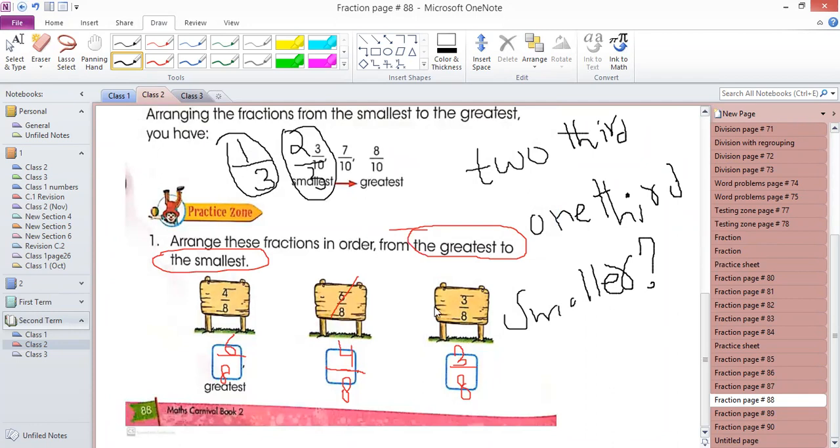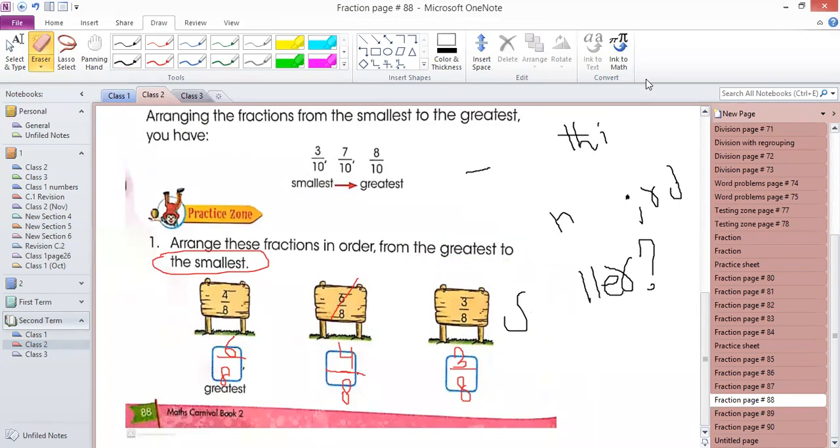So guys, I say 1/3 and 2/3 because you know how to read it. When you compare these two fractions, you will check the smaller number. Which is the smaller number, 1 or 2? So 1 is smaller than 2. That's why you will say 1/3 is smaller than 2/3.